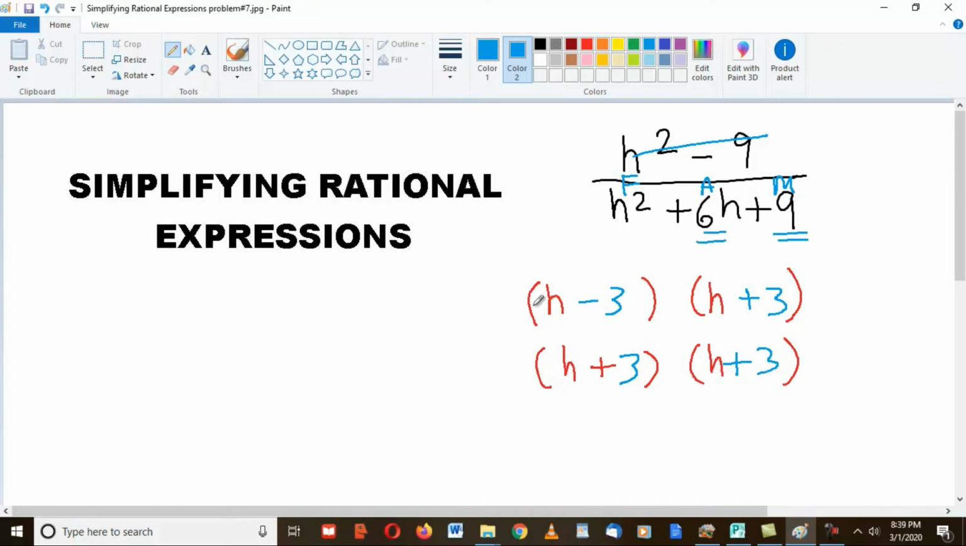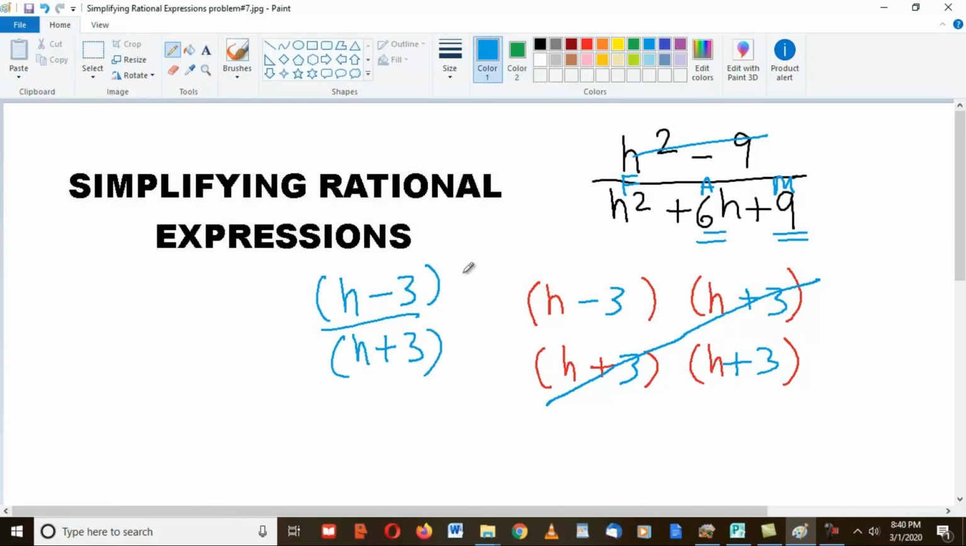See that? Now at this point we want to eliminate our duplicates. Do we have any duplicates here we can eliminate? Yes, we do. Duplicates in our numerator and denominator, so we can eliminate those. And what do we have left? As our numerator we have h minus 3, and our denominator we have h plus 3. And that will be your final answer. Give yourselves a round of applause.